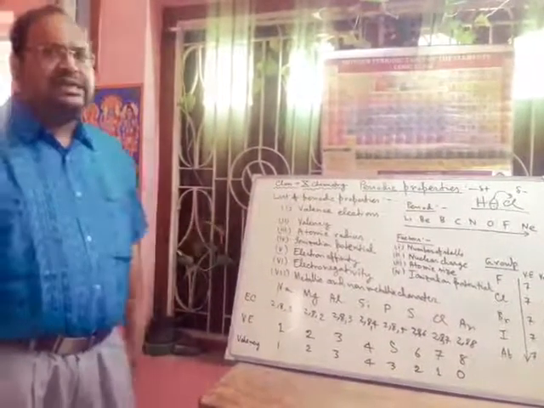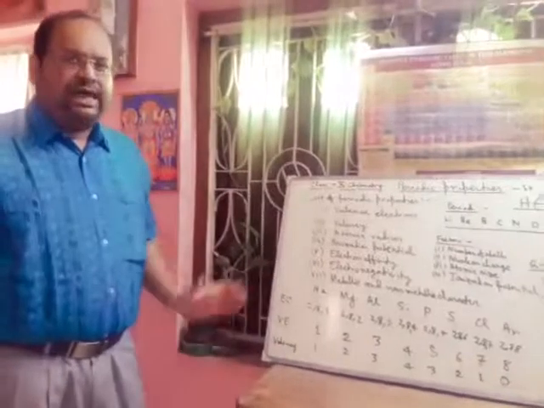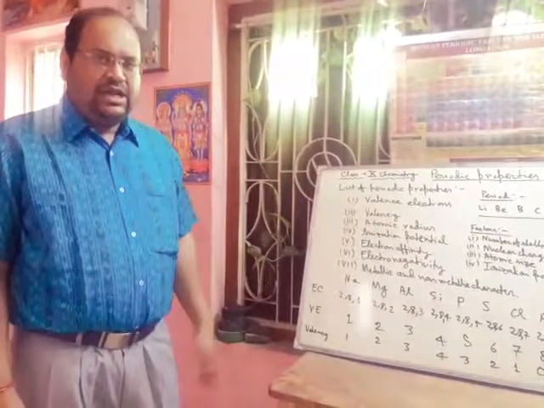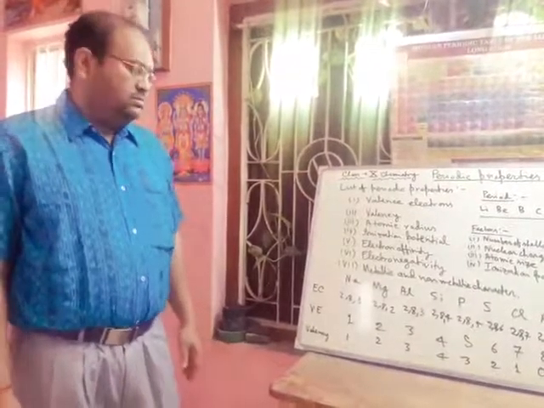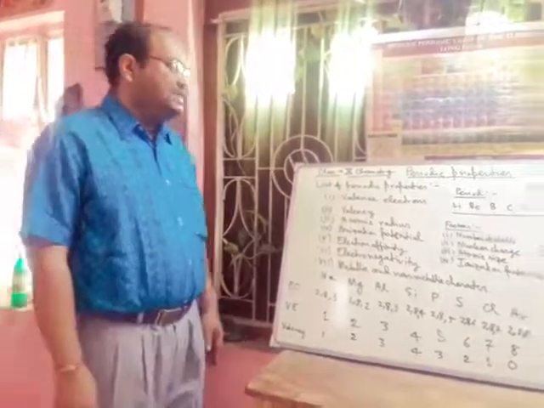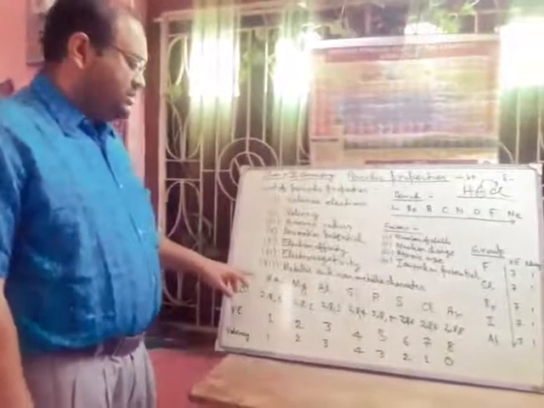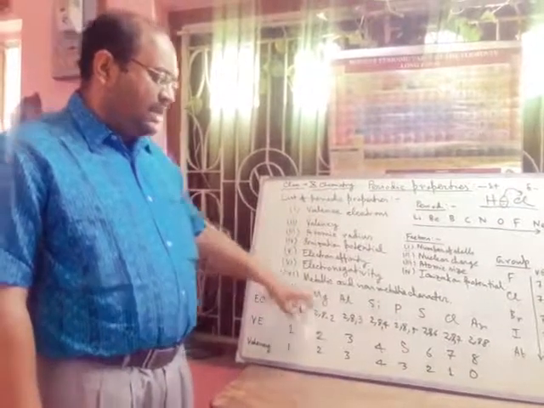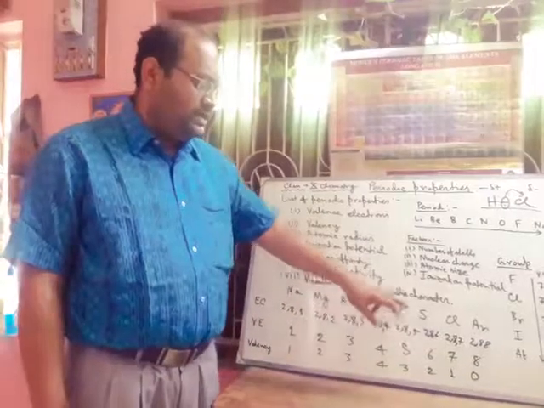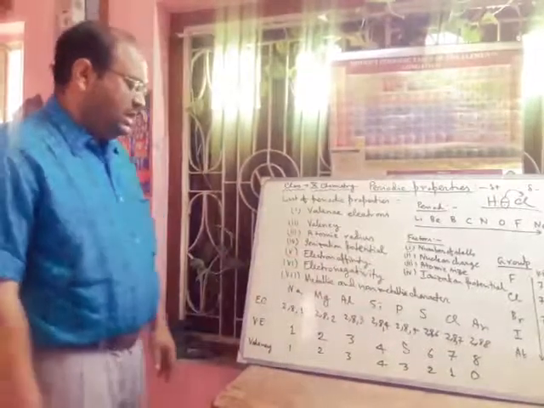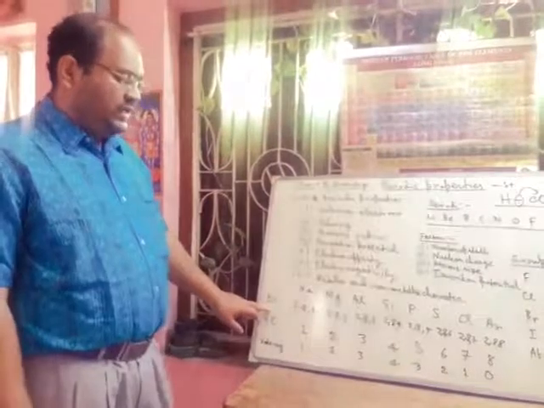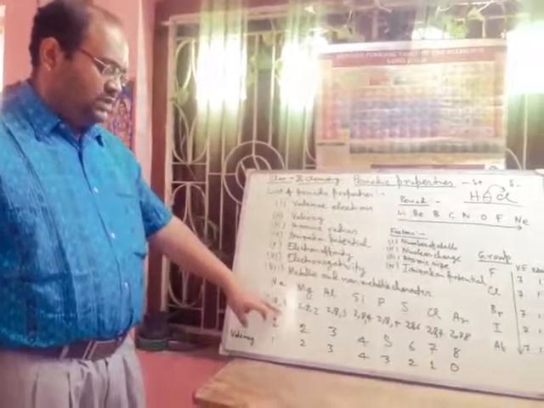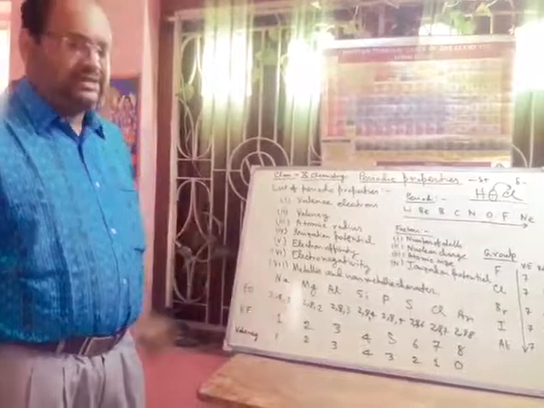Now what is valence electron? It is the number of electrons present in the outermost shell of an atom. Now, consider these third period elements: sodium, magnesium, aluminium, silicon, phosphorus, sulfur, chlorine, argon. If we write their electronic configuration, sodium has the electronic configuration 2, 8, 1. That means it has only one valence electron.